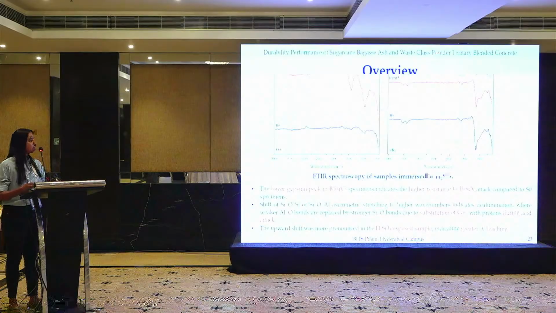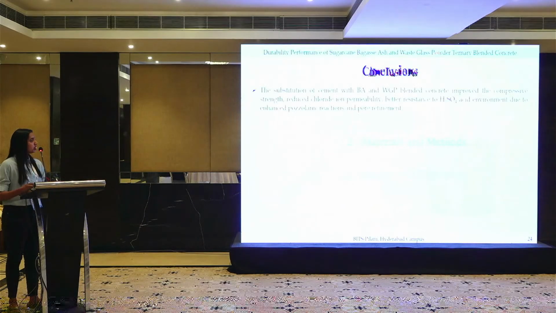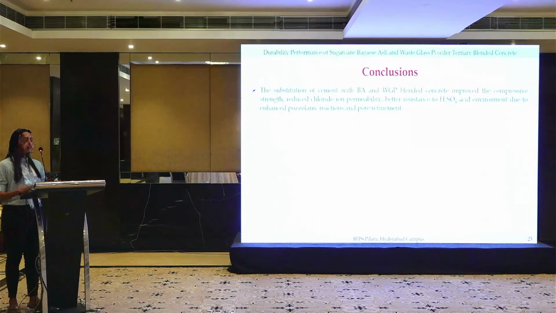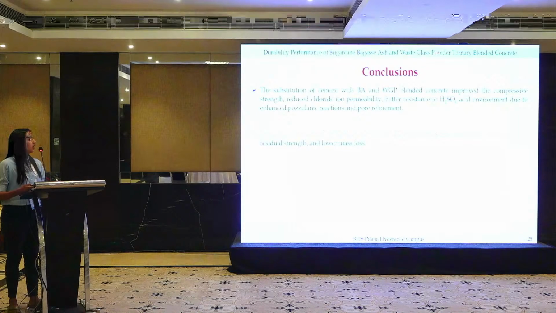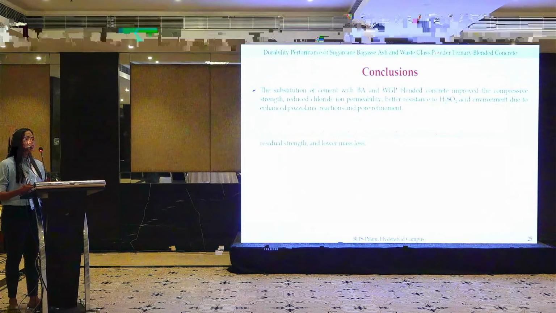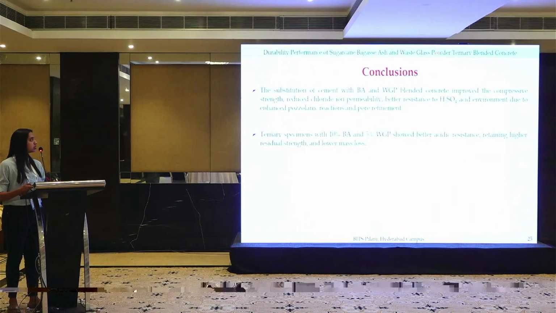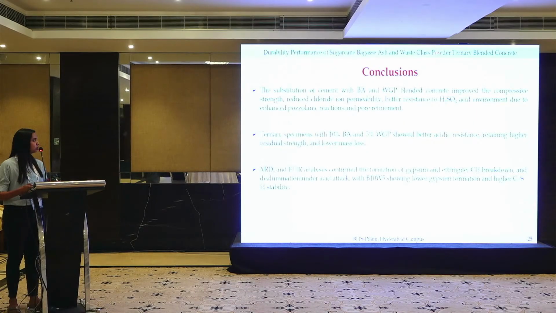So we can conclude that waste glass powder is improving the compressive strength and reducing the chloride ion permeability, as well as giving better resistance to acid attack. This is mainly attributed to the enhanced pozzolanic reaction as well as the pore refinement. And among them, ternary blended concrete with 10% fly ash and 5% waste glass powder is showing better acid resistance, retaining higher residual strength as well as lower mass loss.